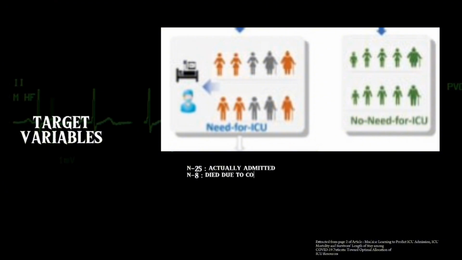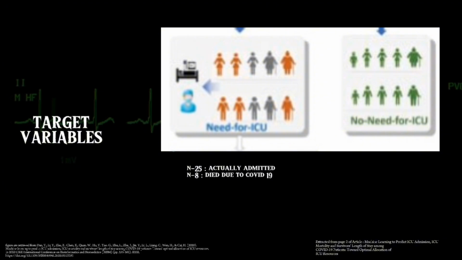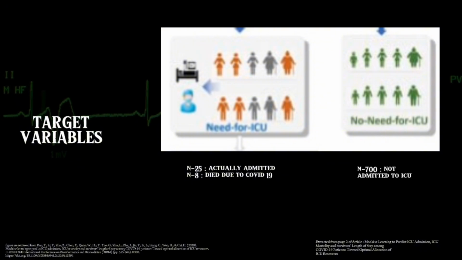First target variable is need or no need for ICU. About 25 patients were actually admitted into ICU and underwent invasive ventilation, plus 8 patients who died of COVID-19 despite never being admitted into ICU due to a shortage of ICU resources. The no need for ICU group included 700 patients who were not admitted into ICU and were later healed.